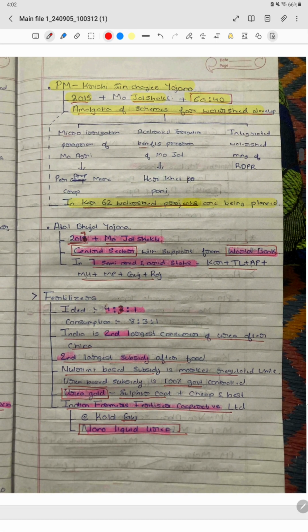Then this is PM Krishi Sinchai Yojana. This is a centrally sponsored scheme, meaning 60% is by the center and 40% is by the states, under the Ministry of Jal Shakti, and it was launched in the year 2015. It is basically an umbrella scheme where all the schemes dealing with water are clubbed under this umbrella scheme called PM Krishi Sinchai Yojana. For example, we have the micro irrigation program, the accelerated irrigation benefit program, and integrated watershed management by RDPR. So in Karnataka, there are around 62 watershed projects being implemented under this.